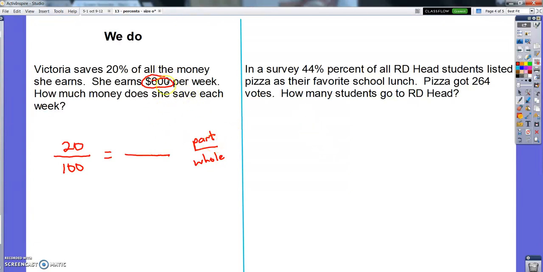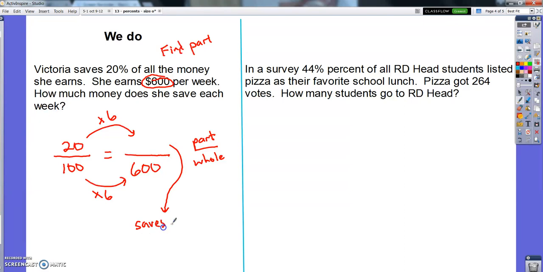And I need to figure out is this part or is this whole? So she earns $600 per week. How much does she save out of that? So that's the whole. And so I need to find the part in this problem. So that is times 6. And that would mean that Victoria saves $120 each week. Good for her. Good saver. Easy ratio. There's my percent. I found the part of her total that she saves.